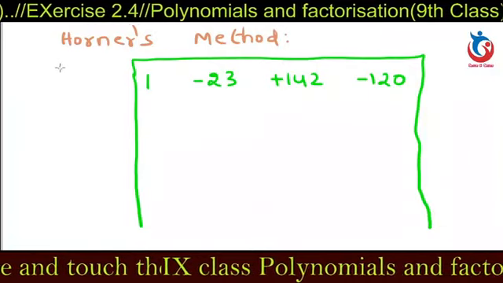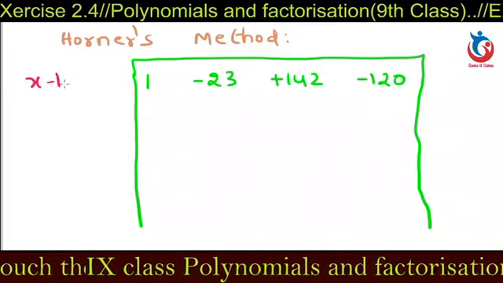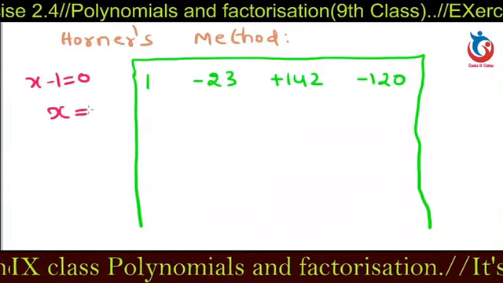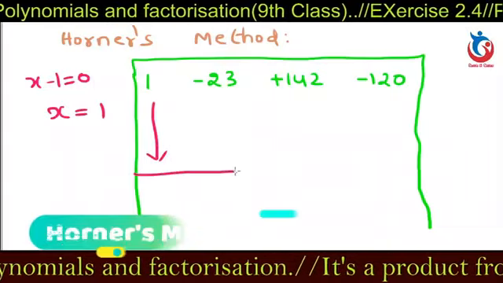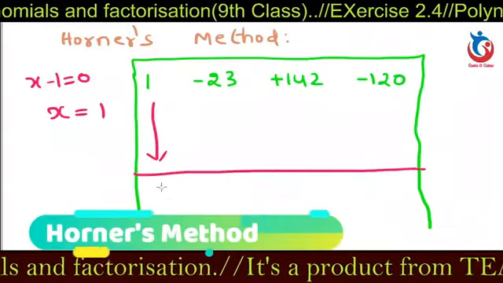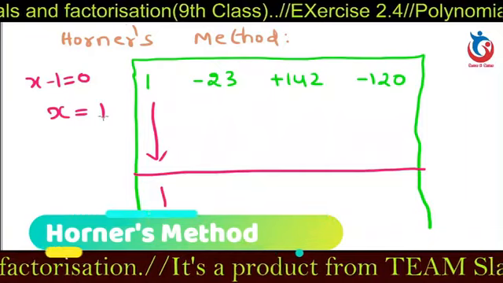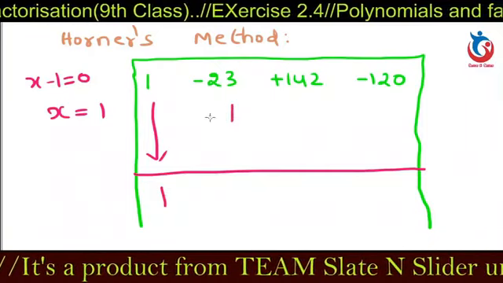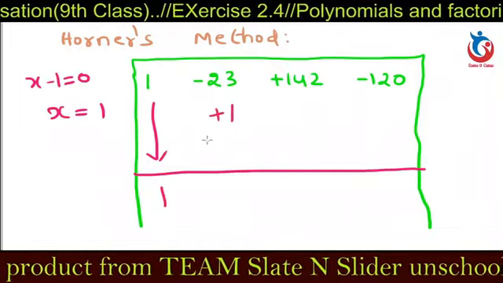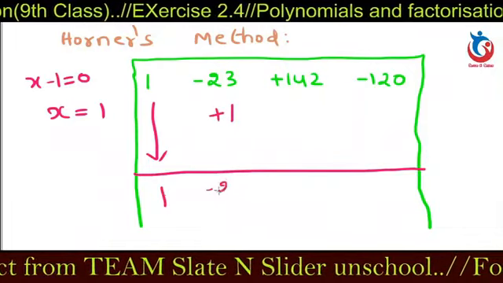Here the first divisor is x minus 1, so x minus 1 is equal to 0. Write x is equal to 1. For the first step, just take 1 as it is, the first number as it is. Next multiply these two, 1 into 1 is 1. So minus 23 plus 1 is minus 22.